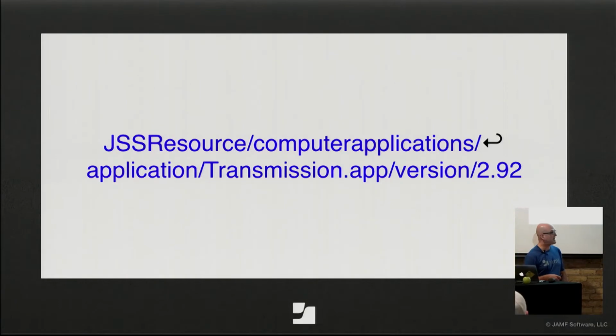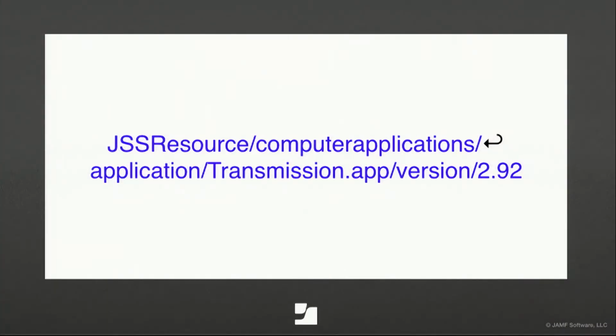So let's take a look at one particular example here. You might have heard a while back that the Transmission app was hacked. There was actually a virus injected into it. So version 2.92 was potentially susceptible to having this virus embedded in it. Maybe you wanted to do an API call to find out what computers or users had that application installed. So in this case, JSS resource, computer applications, application, Transmission app. Transmission app can be surrounded by wildcard characters such as the asterisks. So you may be able to use something like Transmission.star, but you can also specify the specific version as well.